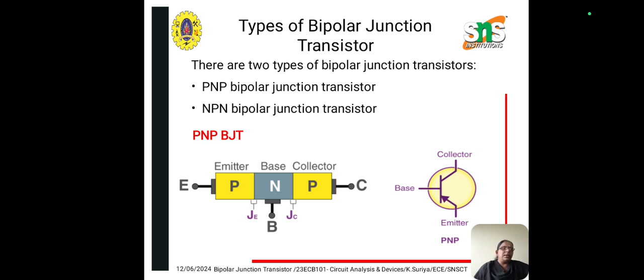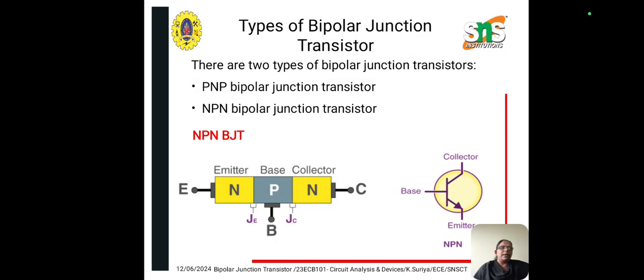On the right side, the symbol for the PNP transistor is shown, where the arrow mark is inwards. Current always flows from positive to negative, so the arrow mark direction is inwards.